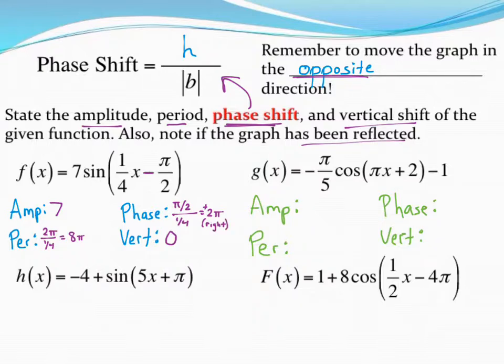So that's kind of how this analysis works. Oh, one other thing, the reflection. Since the amplitude was a positive value, this graph has not been reflected. It's going to be your normal sine or cosine wave. Okay, so I'll do one more example and have you guys try the bottom two on your own.